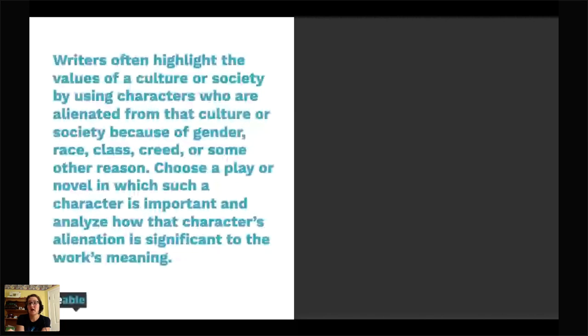So writers often highlight the values of a culture or society by using characters who are alienated from that culture or society because of gender, race, class, creed, or some other reason. Choose a play or novel in which such a character is important and analyze how that character's alienation is significant to the work's meaning. So that is your prompt, and I'm going to go ahead and answer this.